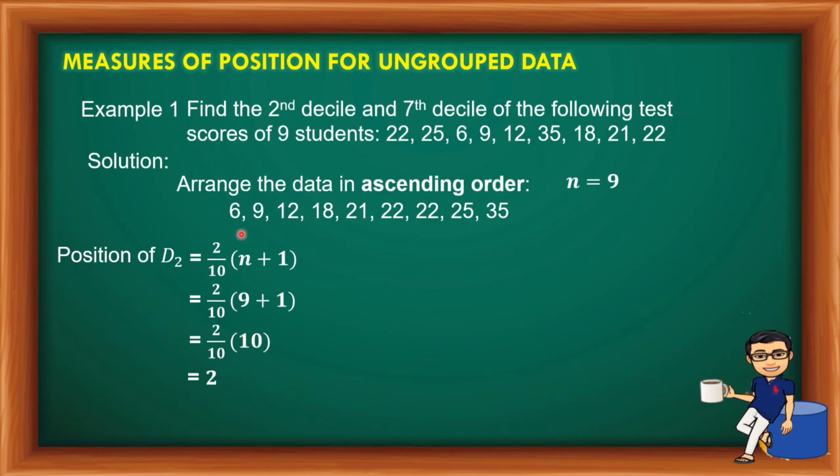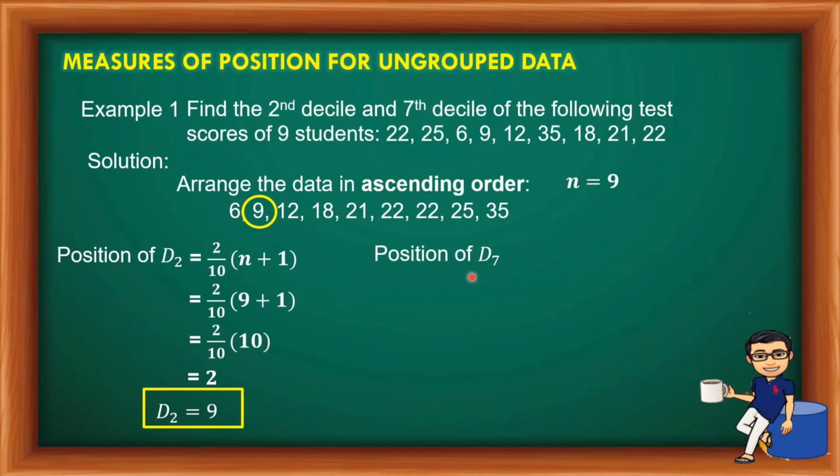So sa pangalawang data, naroon yung ating decile 2, 1 and 2. So ito ngayon yung ating magiging decile 2, which is equivalent to 9. Again, this is the position of the decile. Yung nakasolve nating computation galing sa formulang ito ay position or kung saan nakapwesto dito. So sa pangalawa, kaya 9 yung ating sagot.